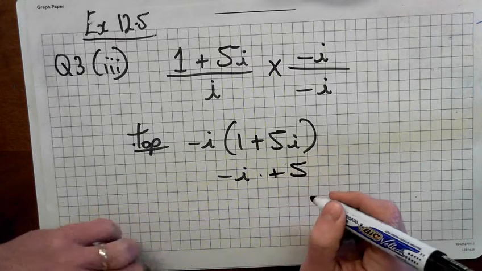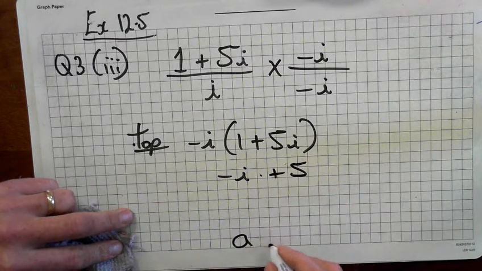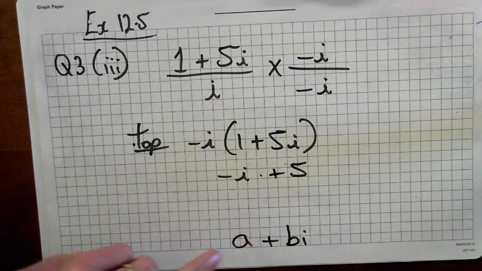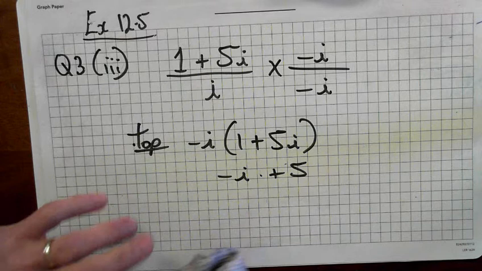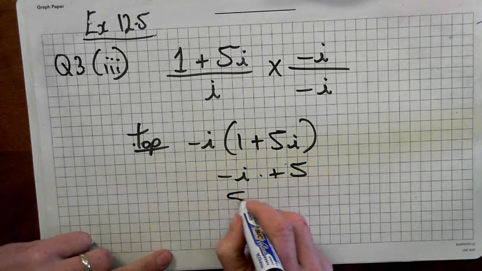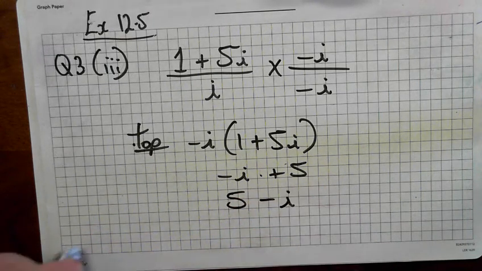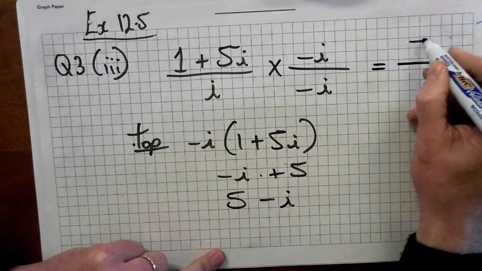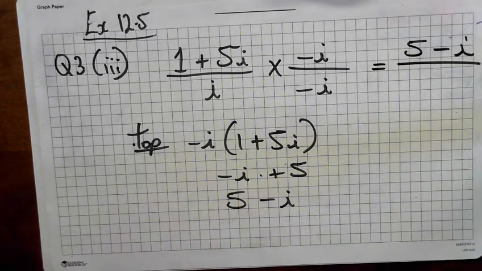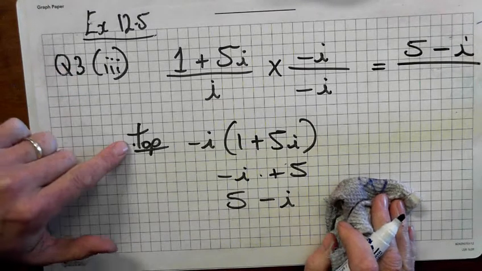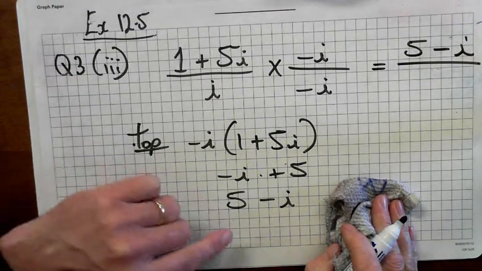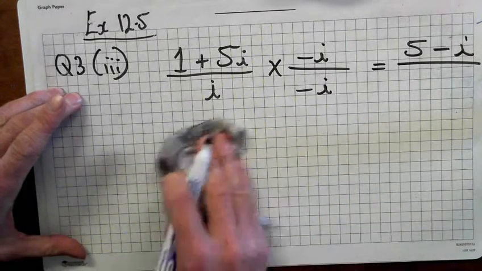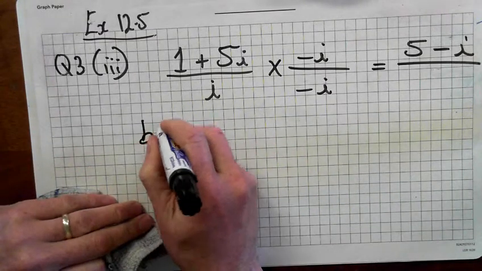Now I have to always write complex numbers with the real bit first and the imaginary bit second. Which is the real? 5 is the real bit. 5 minus i is the top bit. It's the top answer. Now if you were doing this in an exam, you'd have a rough work column and you'd be writing it in there. Now multiply the bottom, do the bottom.